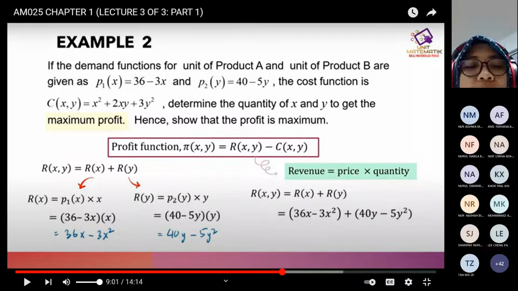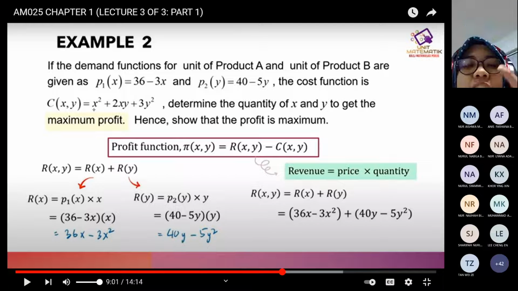Okay, so when it comes to profit, what you need to do is, you need to minus, okay, minus what? Minus C(x,y). Your R(x,y) minus C(x,y). That will form your profit function. Where can you get your C(x,y)? Here. Dalam example dia dah bagi dah the function of C(x,y) kamu. Ni. Nah. C(x,y) dia bagi.